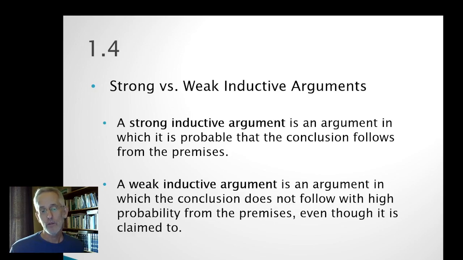So then, with that in mind, a weak inductive argument is an argument in which the conclusion does not follow with high probability from the premises, even though it is claimed to. My raven example where I've only seen one raven would be an example of a weak inductive argument. 5,000 ravens, much stronger inductive argument. So strength and weakness indicate how much actual observational support you have for the conclusion.